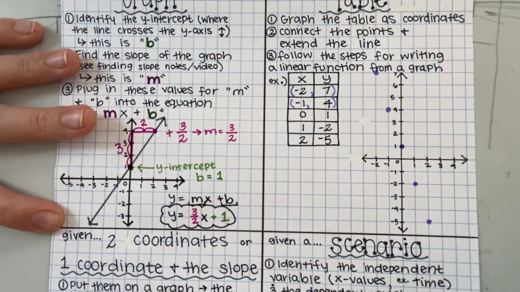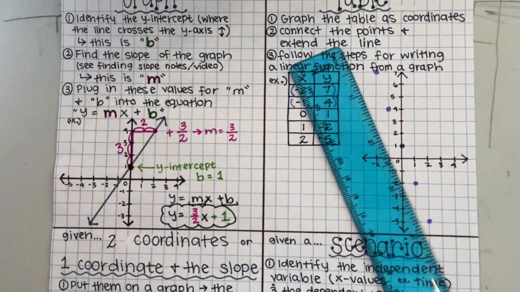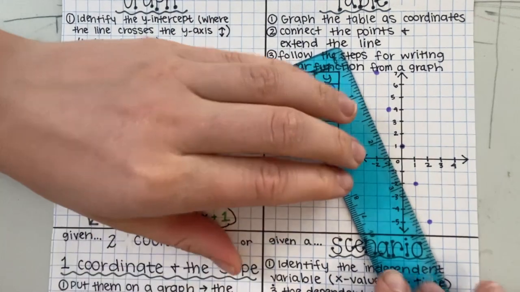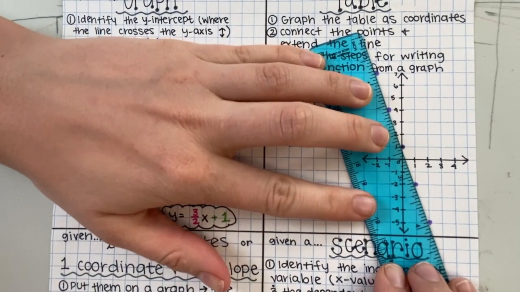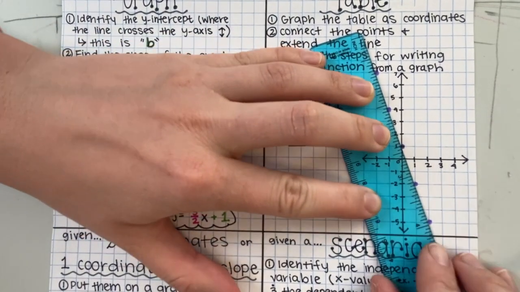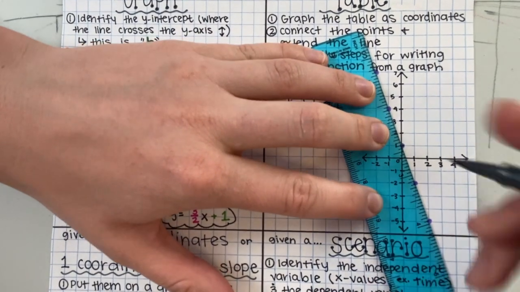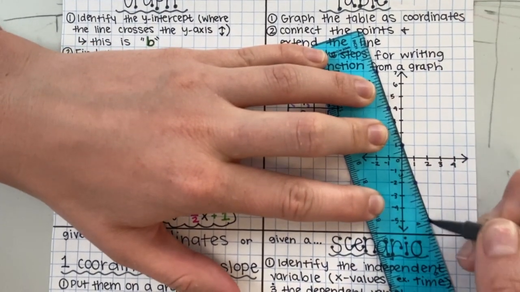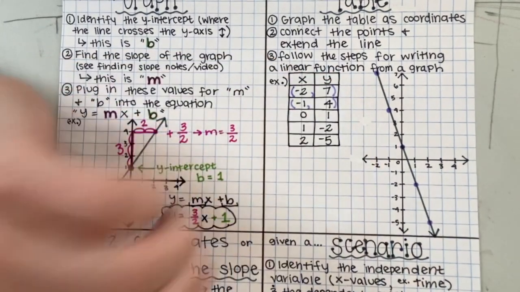And then I can use a straight edge to connect my dots. If I don't have a straight edge, I can fold a piece of paper in half, and that'll give me a nice straight edge that I can also use on the EOG for next year, like that.